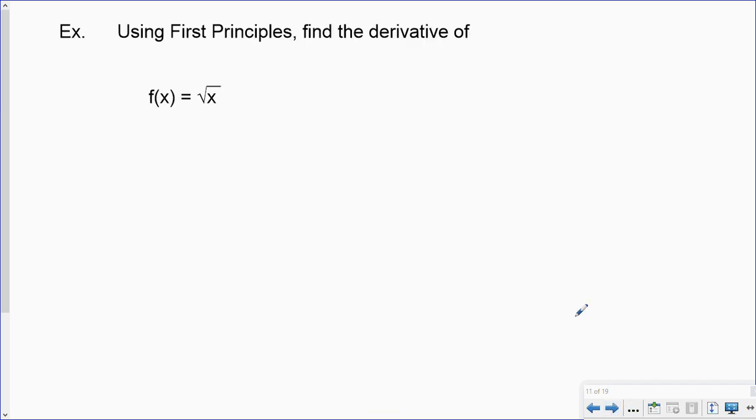This is the biggest challenge here. Let's do this one here. I think we've got a couple more here, and then we're going to talk about differentiability. Let's work on this one here. I'll set it up, and then I'm going to pause it.